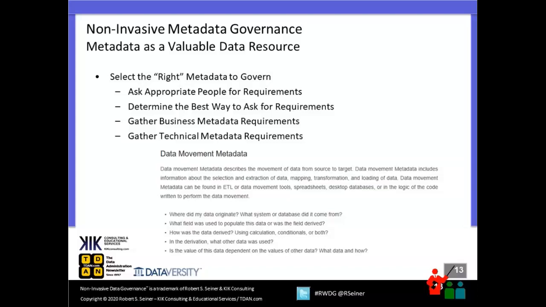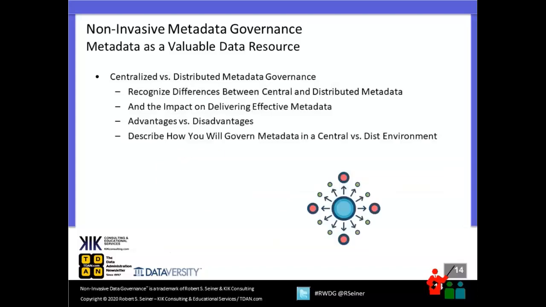Some examples of questions that you could ask to gather the requirements for managing data movement metadata might be, where did my data originate? What system or database did it come from? What fields are being used to populate this data? And how was the data derived? Were there calculations? Were there derivations? What types of things do we need to provide to the business community so that they trust the data, they trust that they know where the data came from and how the data got to be the way it is, that we're demonstrating to them within these investments, these analytical platforms and these databases within our organization?